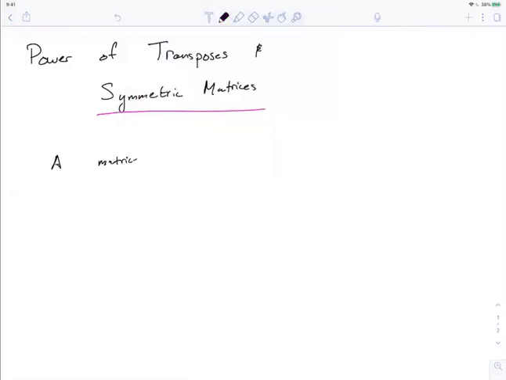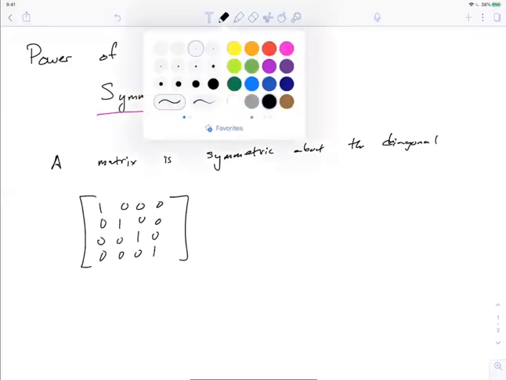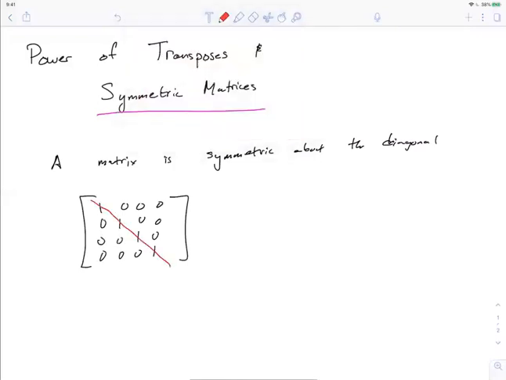So a matrix is going to be symmetric if it's symmetric about the diagonal. So one example of this might be our favorite identity matrix. That's nice and symmetric about the diagonal. So you can fold it across the diagonal as symmetric, right? But it doesn't have to be the identity.